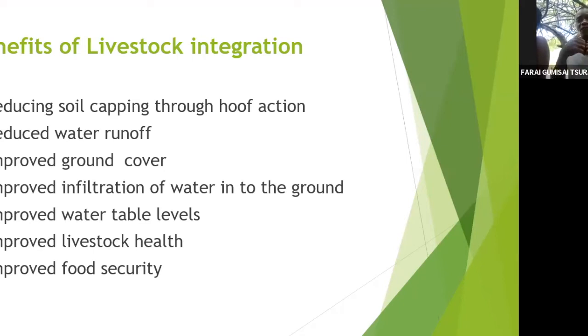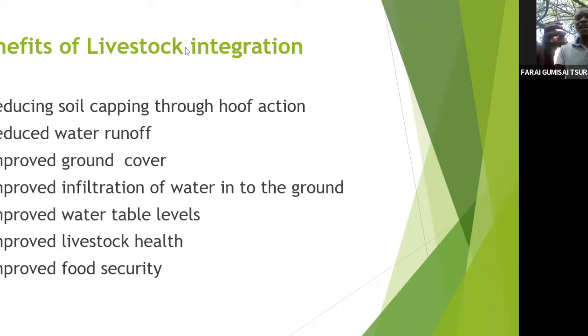And when it infiltrates, we'll see that the hooves also incorporate some seeds into the soil. Maybe the seeds will be dispersed through the cow dung or through birds or the natural processes, but the hooves will now help to put the seeds into the soil. And when we receive rainfall, that will create a conducive environment for germination. So we happen to see that there will be a very good ground cover of new plant species, new grass species coming out. Therefore, that will facilitate high infiltration of water.